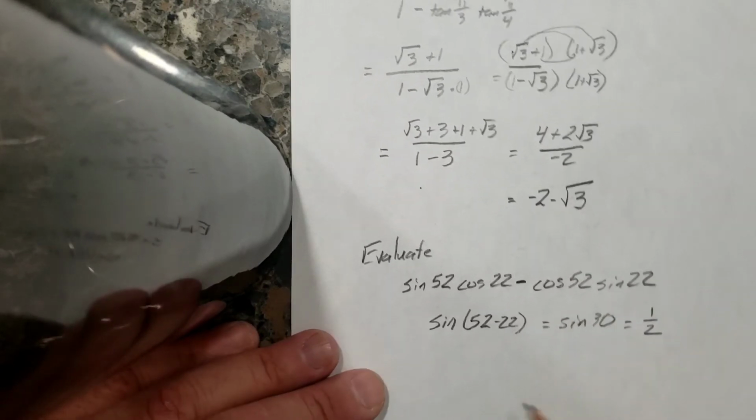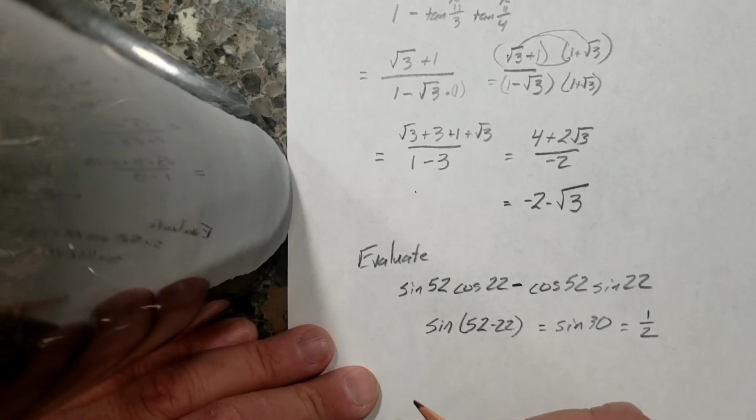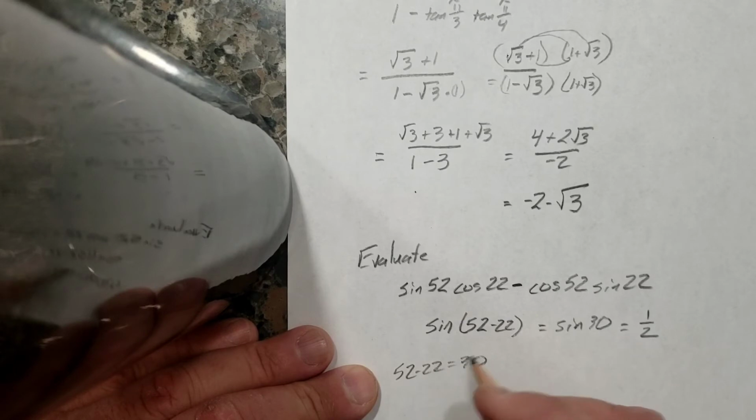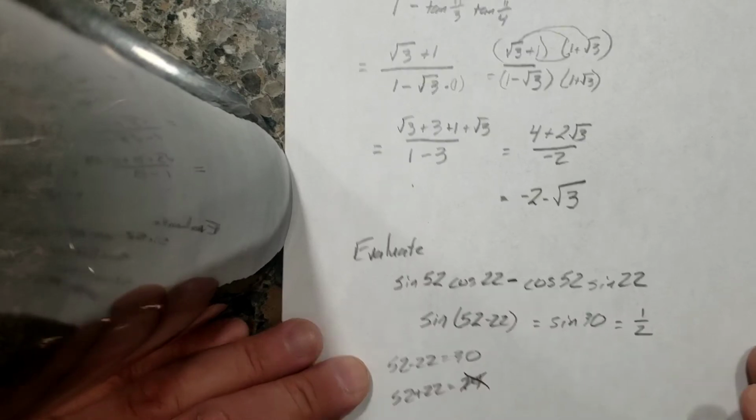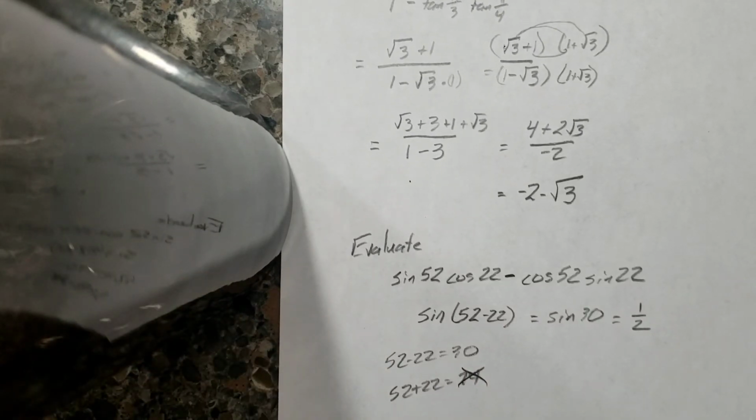Now, another giveaway here, if you don't know whether to use the sum or difference, 52 minus 22 is 30, 52 plus 22 is 74. We're not going to use 74. I'm not that mean. Maybe the guy down the hall, he might do something like that, but I'm not going to do that. So there you go.